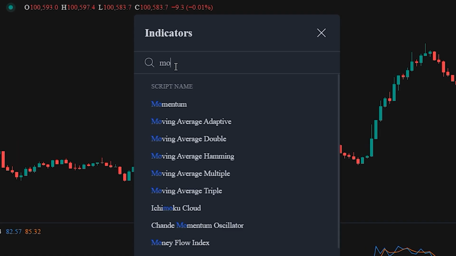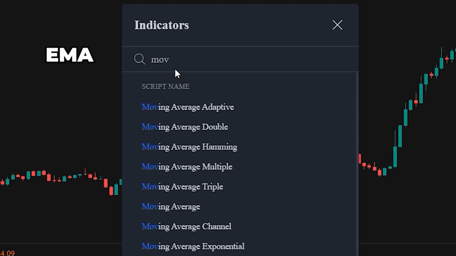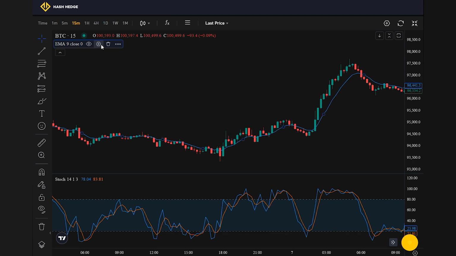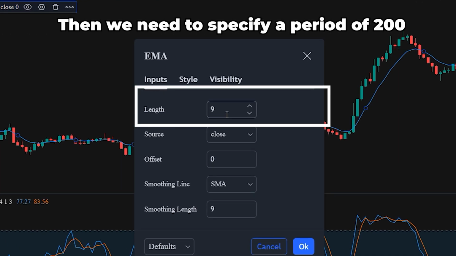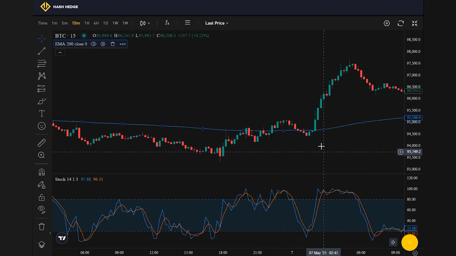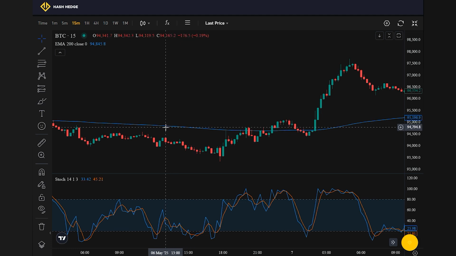In order to add a moving average, we choose an exponential moving average in the list of indicators. Here we need to change the settings, then we need to specify a period of 200 because now the moving average reacts too quickly to the price. We need to set 200 to show the value for 200 candles.